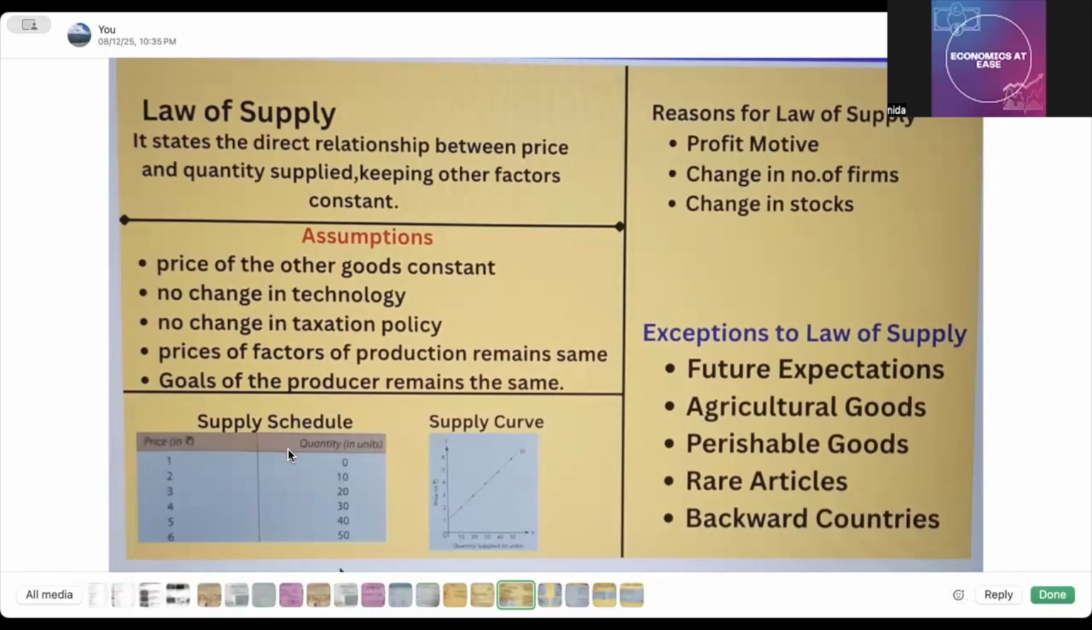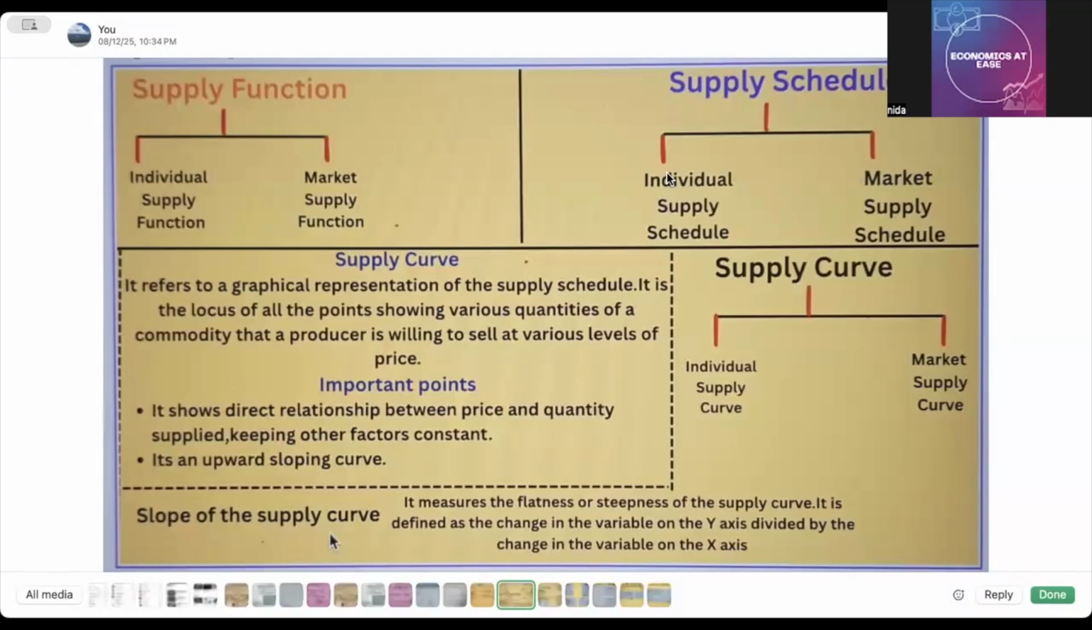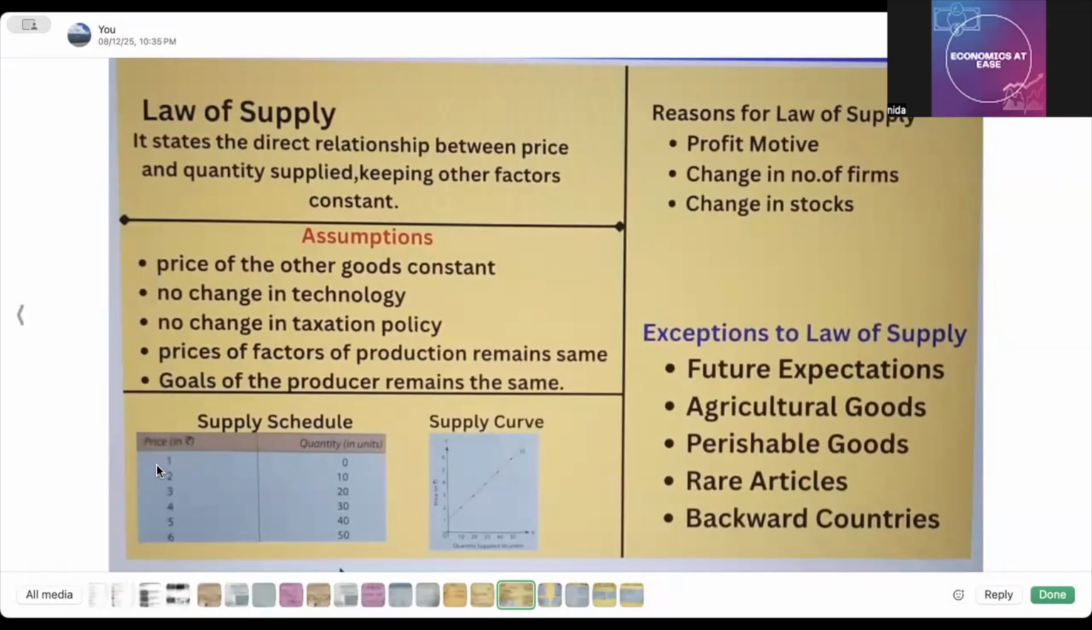Now, the supply schedule, which I told you about in the previous slide, okay, supply schedule and supply curve. You can see it here. In the supply schedule, as the price increases, the quantity also increases. So this is the direct or positive relationship between the price and the quantity supplied. The supply curve is an upward sloping curve. This you can see and zoom it also.